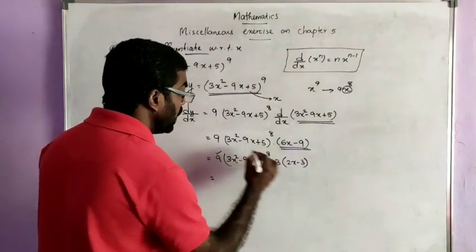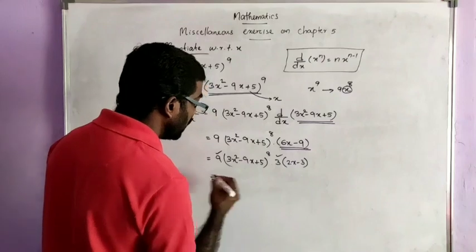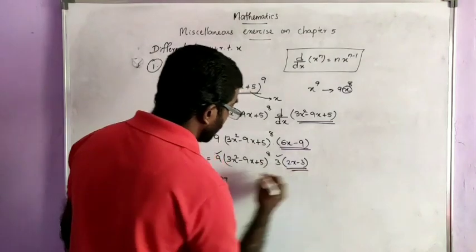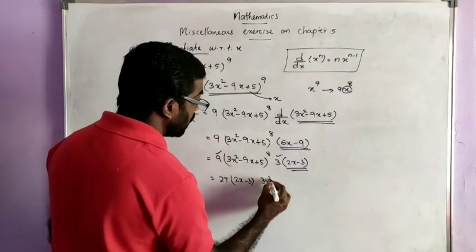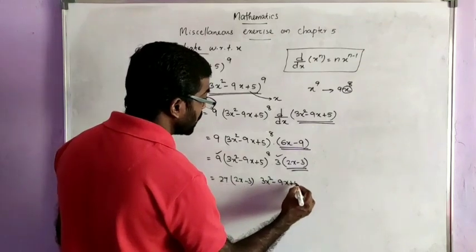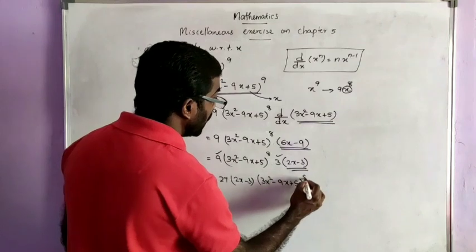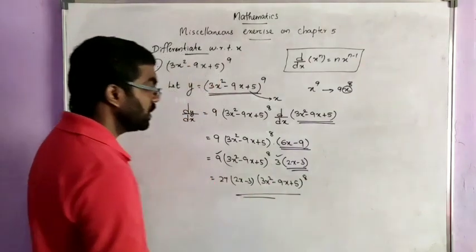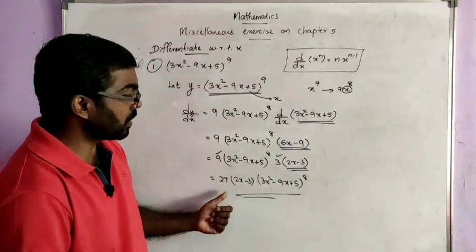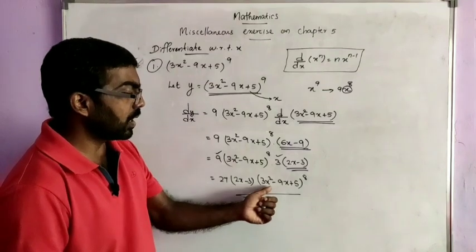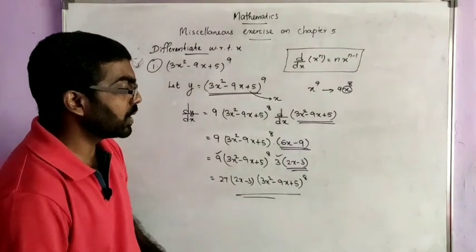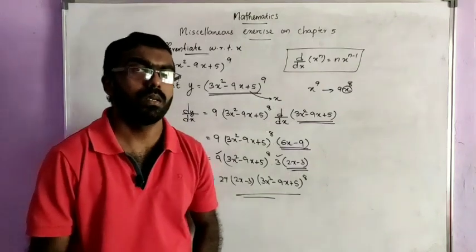Now 9 into 3 is 27, and write this term first, (2x − 3) into (3x² − 9x + 5)⁸. So the final answer is dy/dx = 27 into (2x − 3) into (3x² − 9x + 5)⁸. Okay.